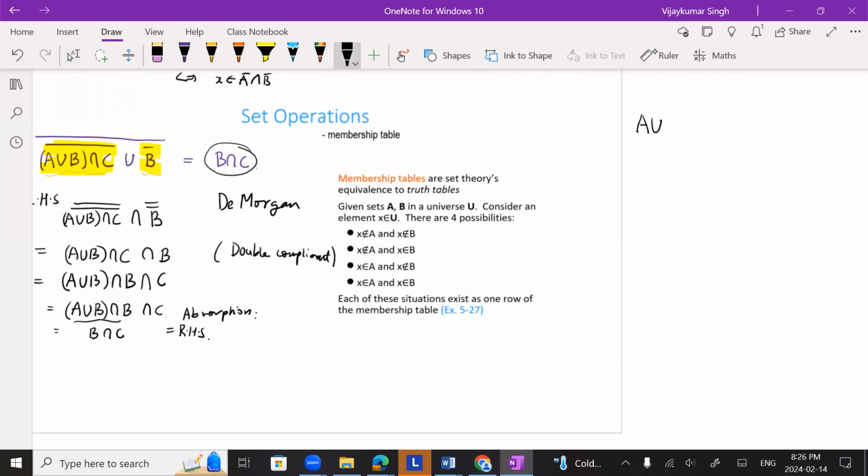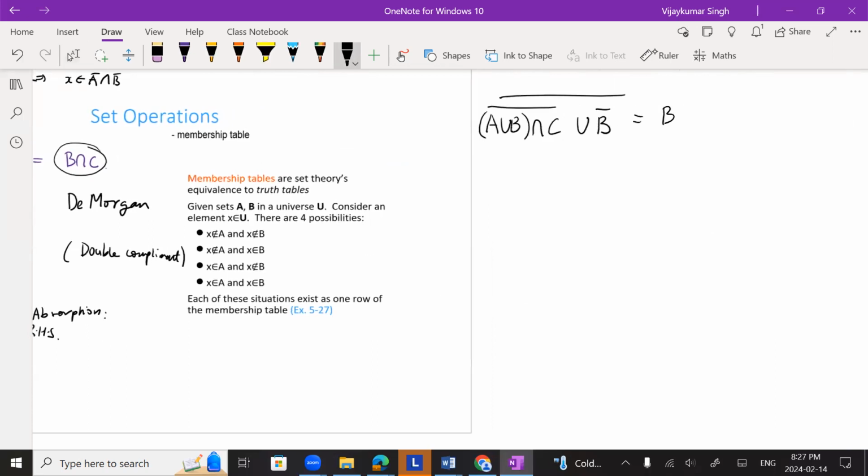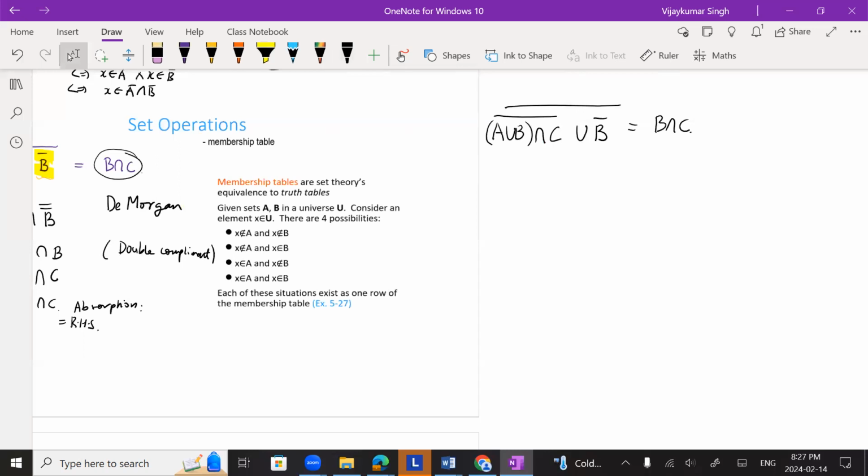A union B intersection C bar union B bar, the whole bar is equal to B intersection C. This is what I want to prove, right? Let's start with the membership table. So now how many variables are there? How many sets are there? There are 3 sets. So it's like having 3 variables. Okay. So we will have basically what? We will have 2 to the power 3, which is 8.